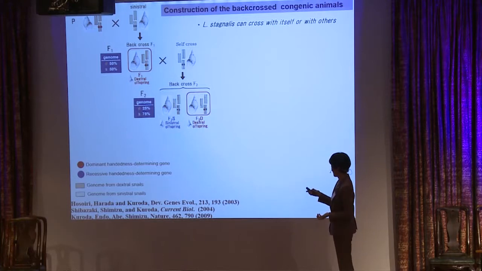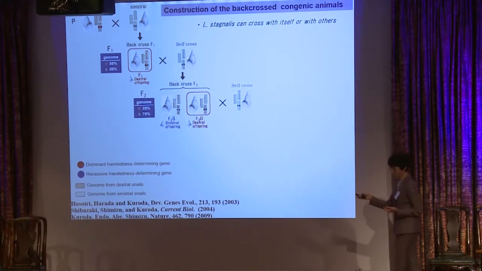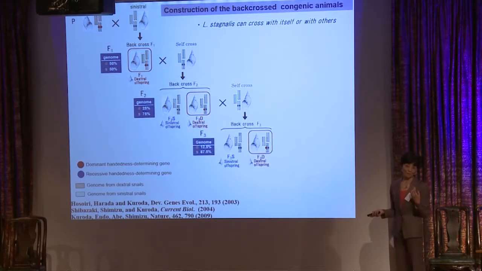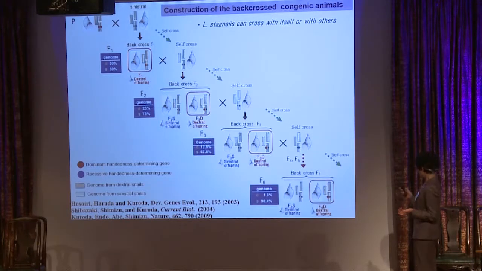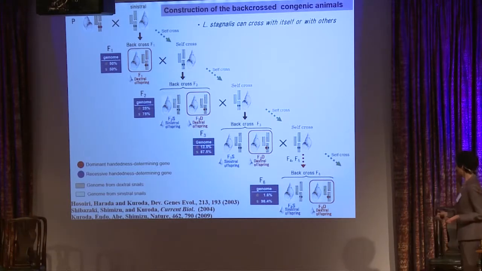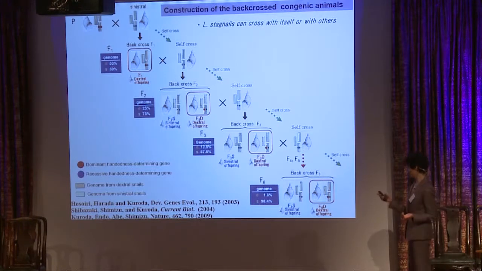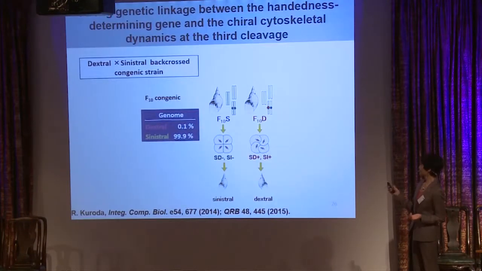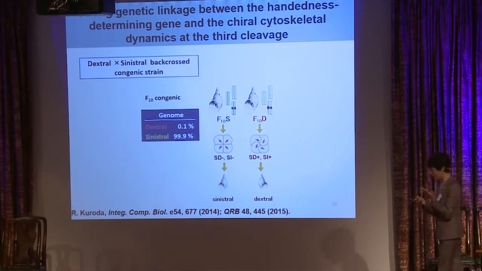You have to wait a little bit. Then you cross this with this pure one, and you keep doing it. It's not that simple, right? It's very difficult. But we managed to do it, and at the time of the Current Biology paper, it was at this stage: 1.6% dexter and 98.4% sinister. We kept this going, and eventually we got a congenic line, that means F10, with 0.1% dexter and 99.9% sinister genome.